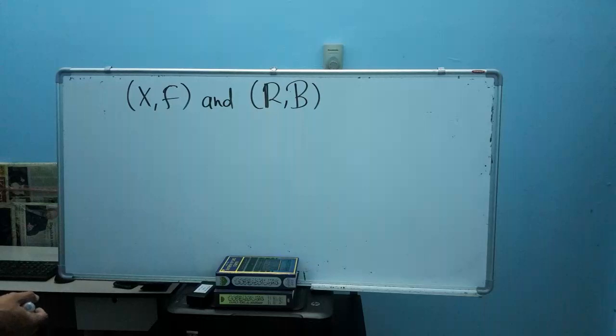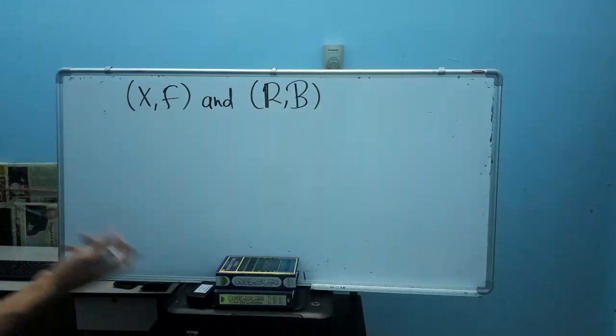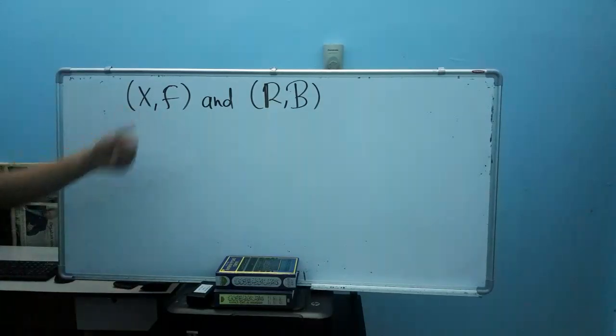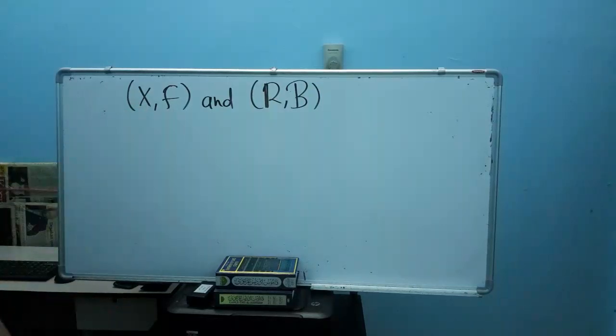Supposing we have two measurable spaces, let the first be any measurable space, and the second one be a specific measurable space. What is the meaning of any measurable space? It means that our x here can be any set. What is x? X is just a set, it can be any set, finite, countable or uncountable. Of course, this sigma algebra is defined on x.